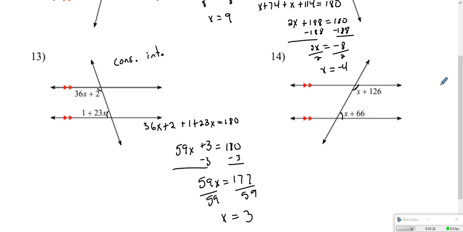Final question in this little section. Oh, another consecutive interior, so another supplementary one. X plus 126 and the x plus 66. So these again were consecutive interior. Consecutive interior angles are supplementary, so we're going to add them together to equal 180. Combine our like terms again. We have an x and an x makes 2x. 126 and 66 makes 192.